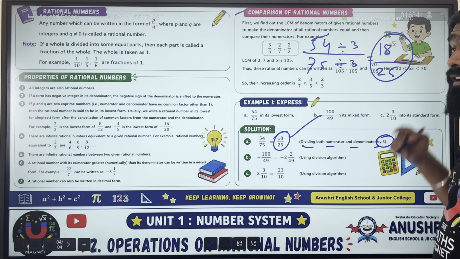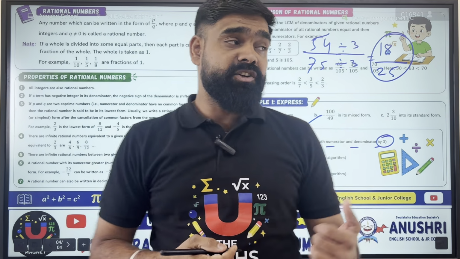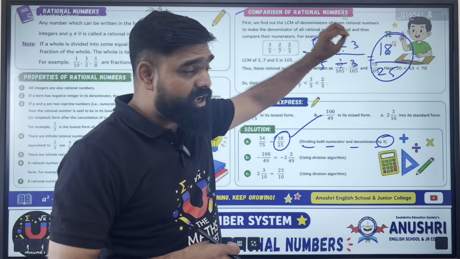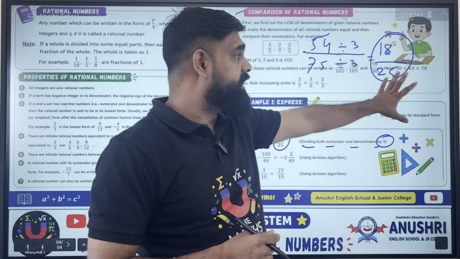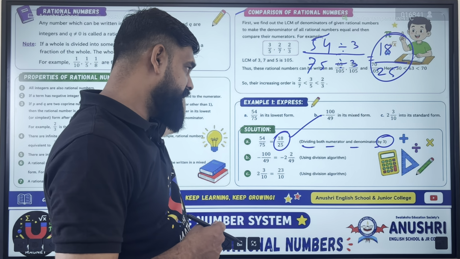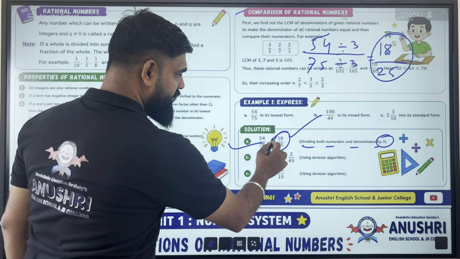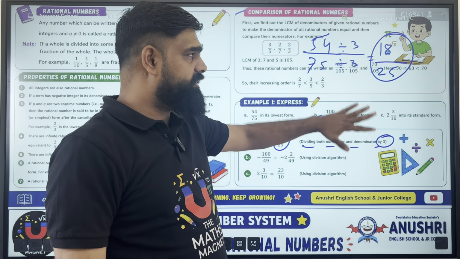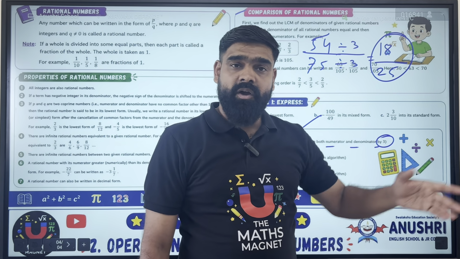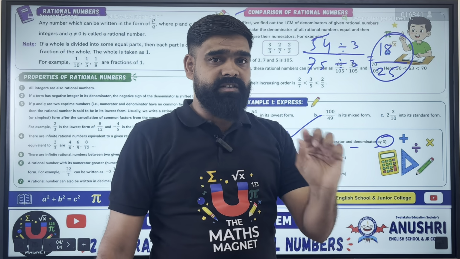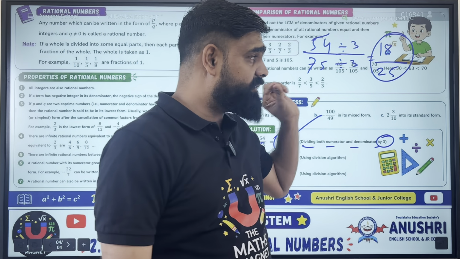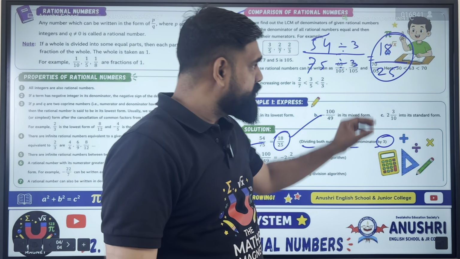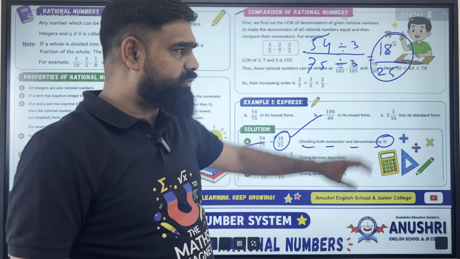So we cannot further simplify 18 by 25. So we got the lowest form or simplest form of this rational number here. So we got the solution here, 18 by 25. So after simplifying, you have to check whether these two numbers are divisible by the same number or not. If the division is not possible further, you have to stop there. So this will be the lowest form or simplest form of the rational number.